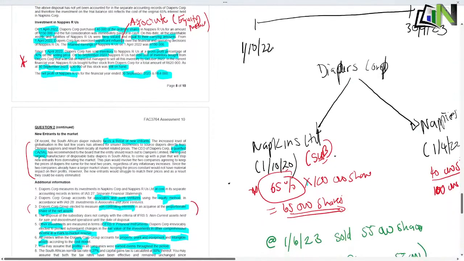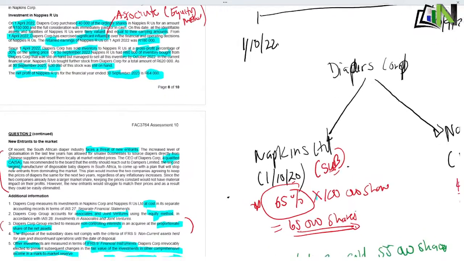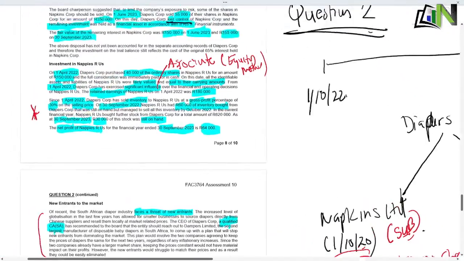This is Nappies R Us. Okay, so we're going to read information on Nappies R Us so that we can also get our pro forma journal properly. Right, Nappies R Us, it says on 1 April 2022, Diapers Corp purchased. Let me just make it a little bigger so that we can all see.